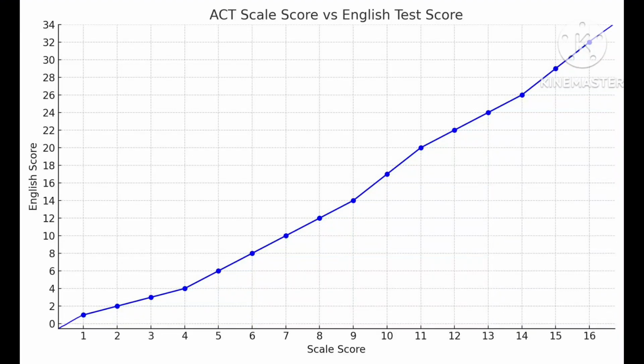So this is the graph I went with. It represents a real world function that shows how students' ACT English test score, which is basically the output, depends on their scale score, which is the input. It helps us understand how performance on the test translates into a standardized score.